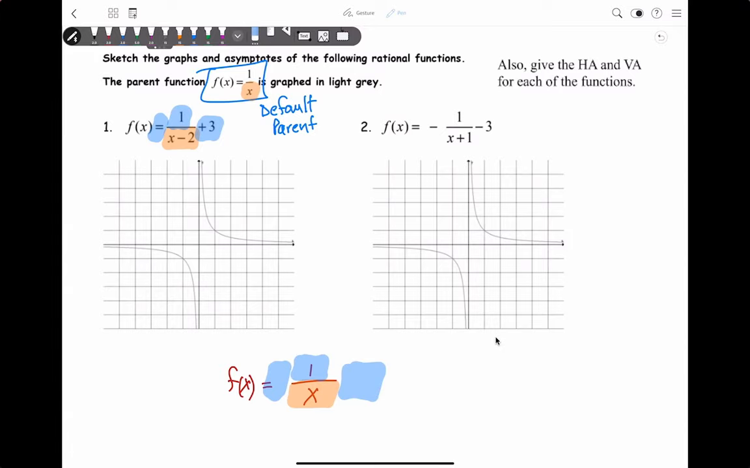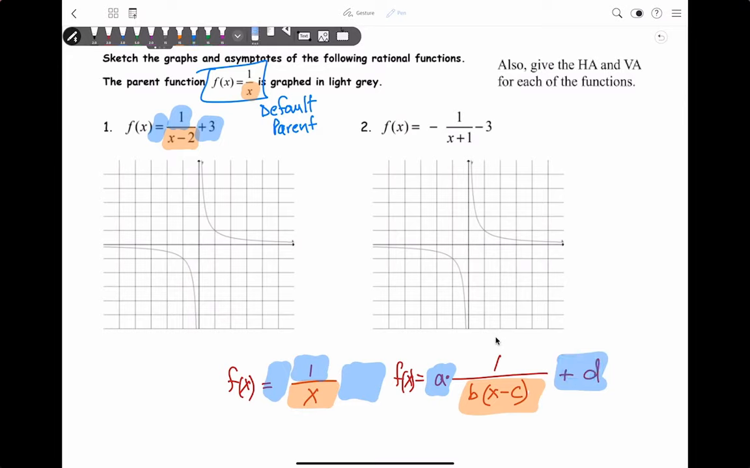BCAD is still the order, and if you were to look at it that way, it would look something like this. It would be bx minus c in the denominator, A would be up front multiplying, and then plus D. This is like f of x is equal to that. So BCAD is the same order. You do the left to right horizontal piece first, and then you look at that stretch or reflection along with this shift. Okay, so that's the order.